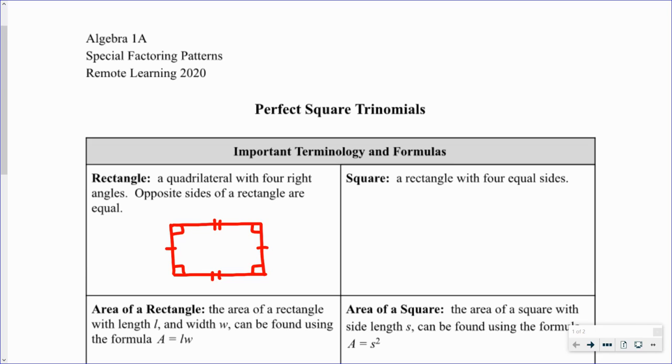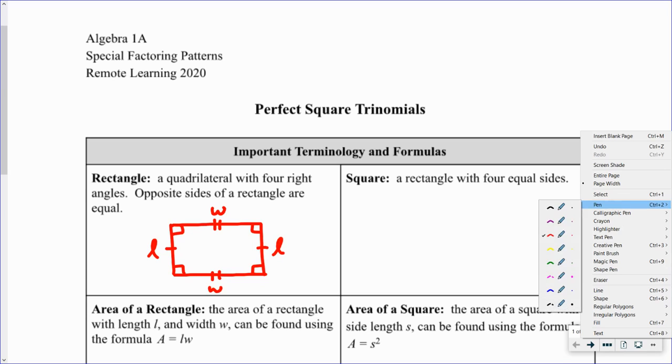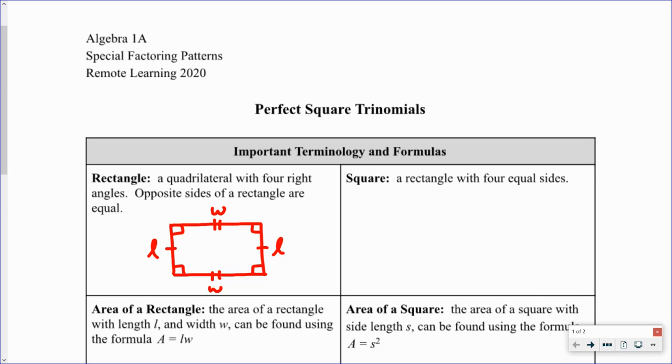So typically we call the length of a rectangle L and the width W. You might also see these two sides represented as B and H for base and height. Those are interchangeable, it doesn't really matter. Now, a square, on the other hand, is a special type of rectangle. It's a rectangle that has four equal sides. So it has four right angles like a rectangle does. But here, all the sides are going to be exactly the same. So we typically call the side lengths of a square S.